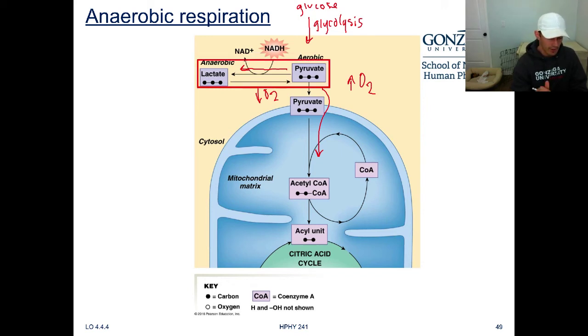And in this process, when pyruvate gets made into lactate, it takes those two NADHs that we made from glycolysis and uses them, and it regenerates NAD. NAD is the substrate, the form that is used in glycolysis to generate that NADH. So I'm going to try to go backwards here.